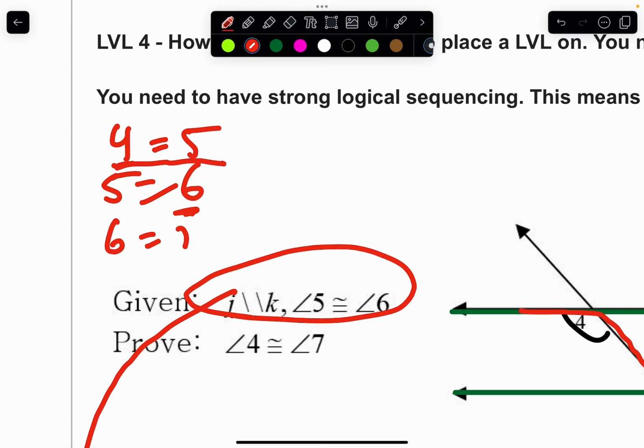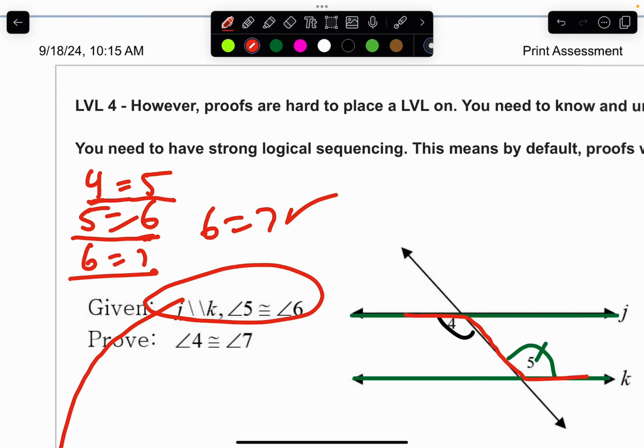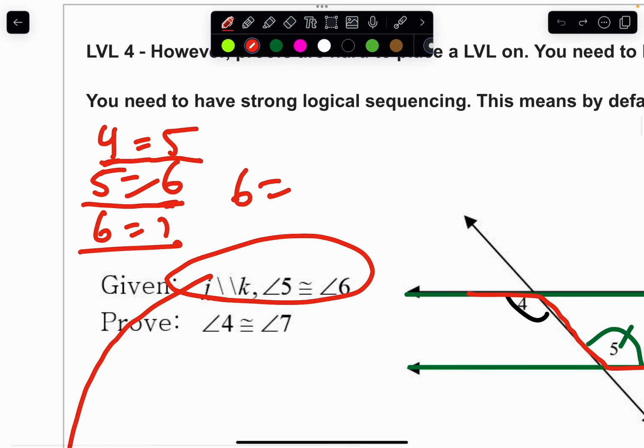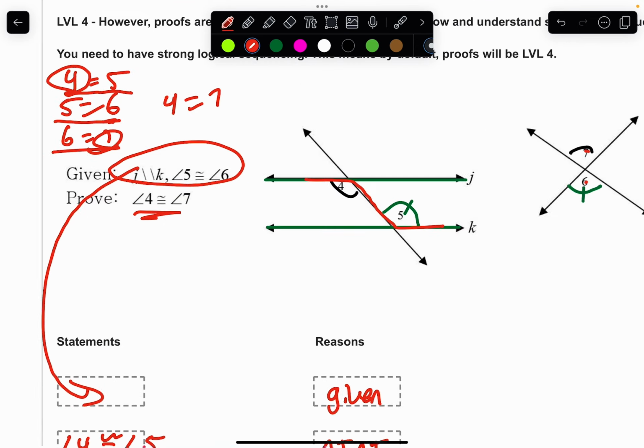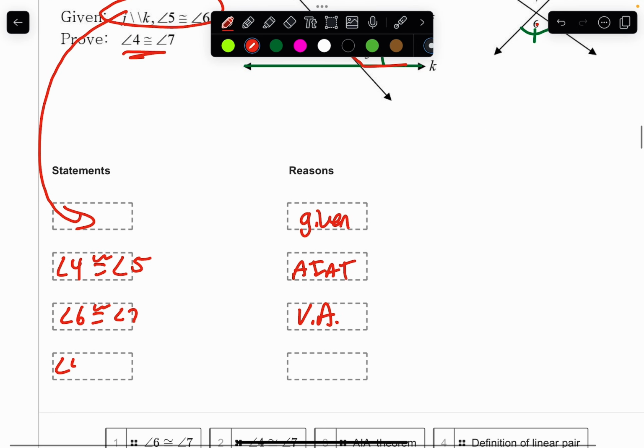So 4 is equal to 5, 5 is equal to 6, 6 is equal to 7, therefore 4 is equal to 7. I said that wrong, which is what we're trying to prove. So we now have it. Angle 4 is congruent to angle 7.